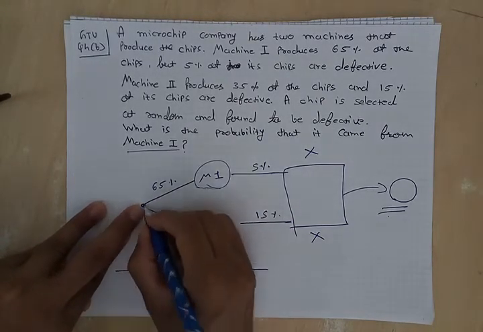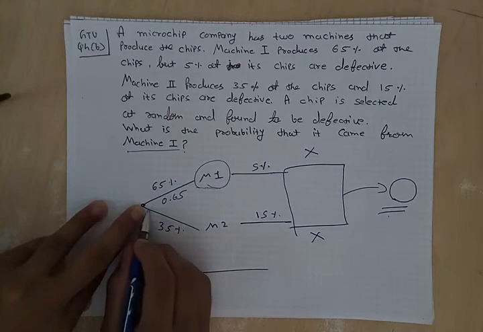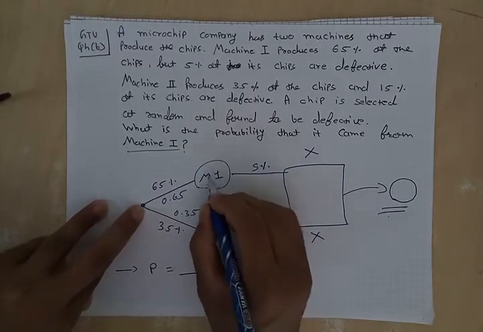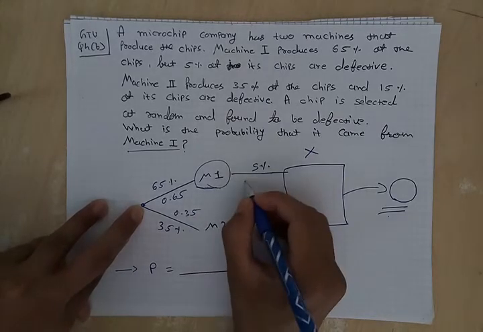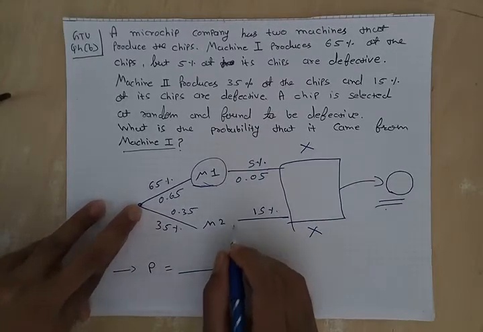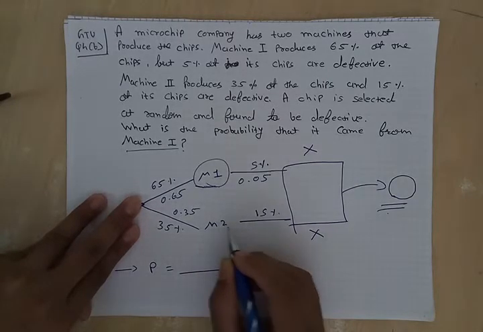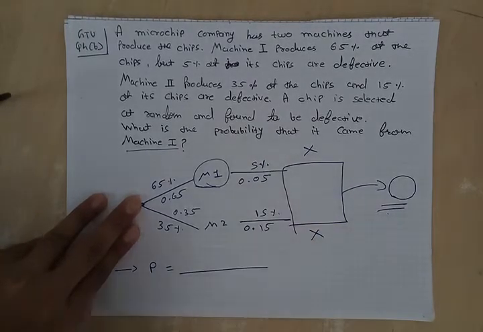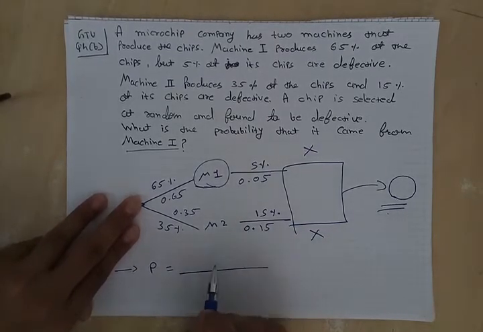Now the probability that a chip is produced by machine 1 is 0.65, and the probability that a chip is produced by machine 2 is 0.35. Now the probability that a chip produced by machine 1 is defective is 0.05. Similarly, a chip that came from machine 2 is defective with probability 0.15. It is a 15% chance that the chip is defective and it came from machine 2.